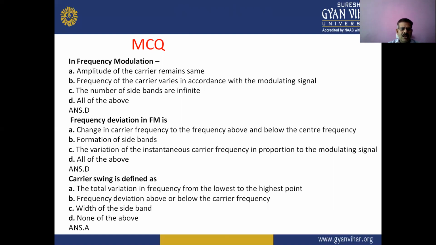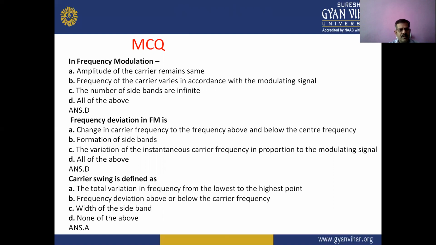So here the correct answer is option D, because in the FM system, amplitude of the carrier remains same, frequency of the carrier varies in accordance with the modulating signal, and the number of sidebands are infinite. So the correct answer is all of the above, which occurs in the frequency modulation system.